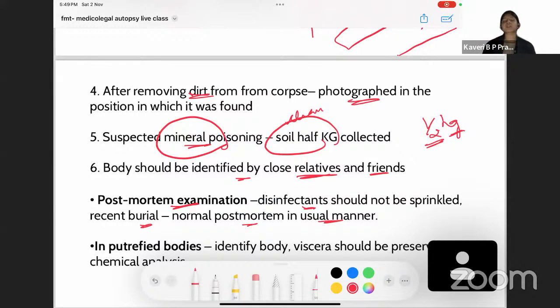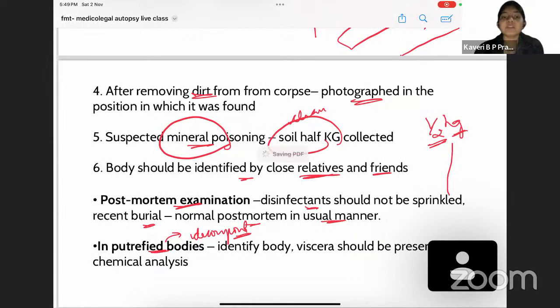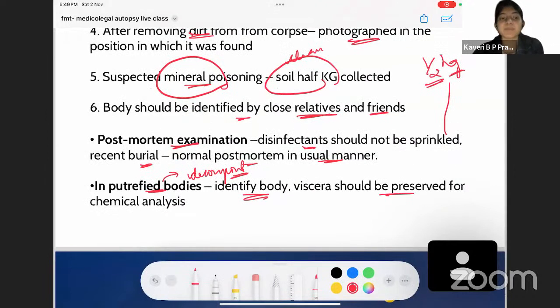Because that will give you a false clue about certain chemicals being the cause of death. If it's a putrefied body, what do you mean by putrefied body? That is a decomposed body. Then the identified body's viscera should be preserved for chemical analysis, because a lot of things cannot be found out in a normal post-mortem examination. That's why you have to take samples and do chemical analysis in the forensic laboratory, so that you will get an idea about what could be the cause of death.